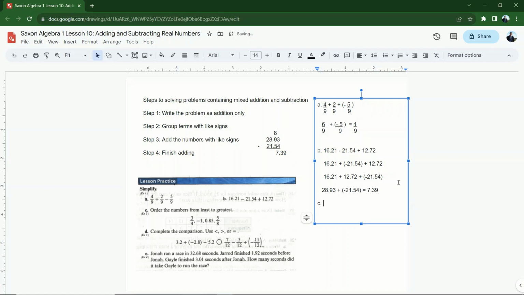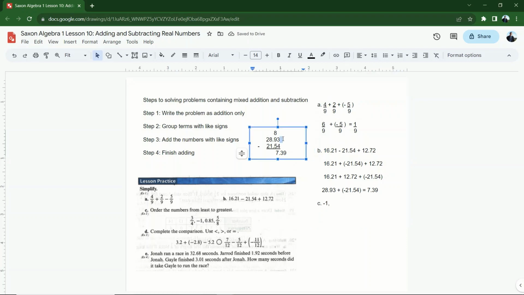Order the numbers from least to greatest. All right, so in this type of problem, what I need to do is make sure I have a common denominator in fractions, and any decimals I should turn to a fraction. Also, if any of my numbers are negative, the biggest negative number is the least. So -1 is the only negative number. That one's the least of the numbers. All right, but now I have to look at these other numbers. I have 3/4, 5/8, and 0.85.